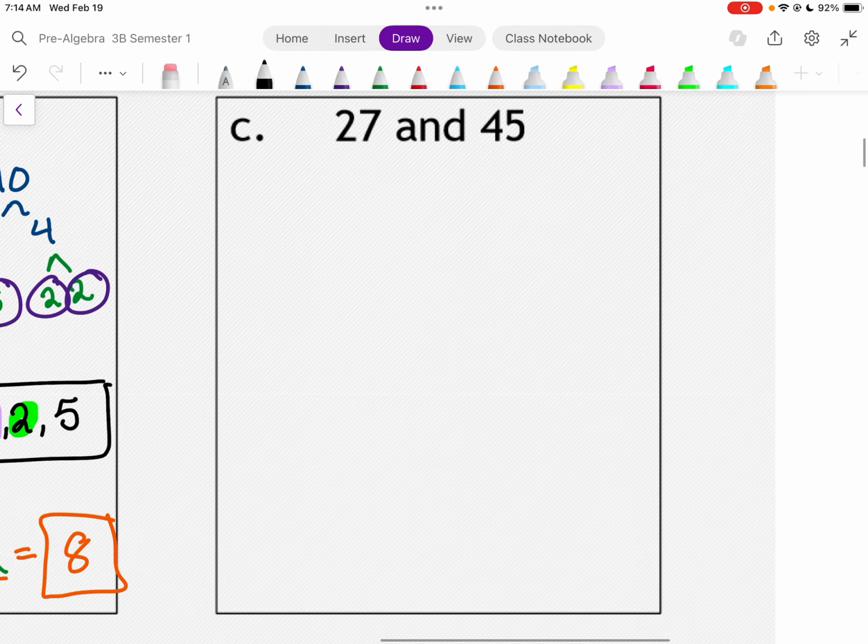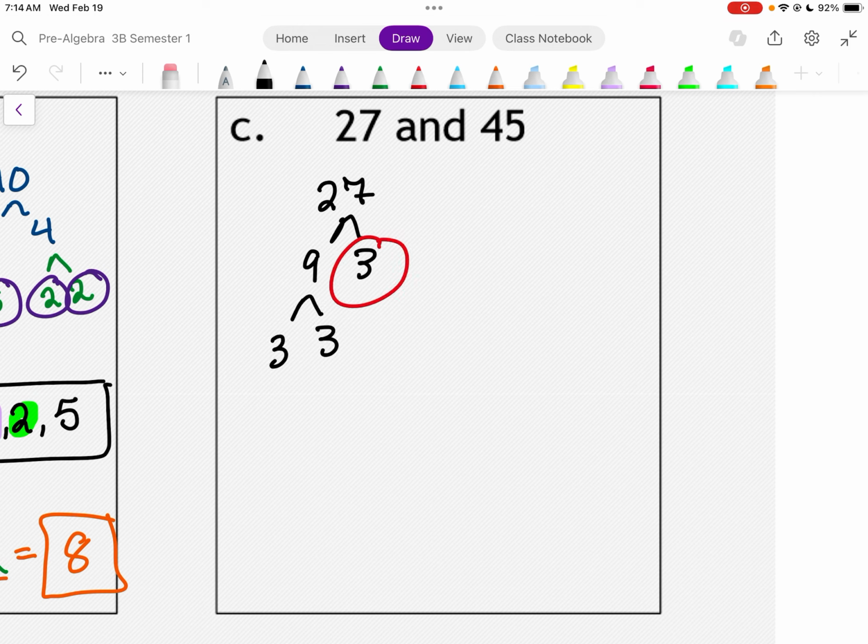All right, next, C. Again, you should have this answer for yourself. This one we have 27 to start with, and 27, I know, can be split up into 9 and 3. 9 times 3 is 27. 3 is prime, so that branch is done, and then 9 can be split into 3 and 3. So in this list we have 3, 3, 3.